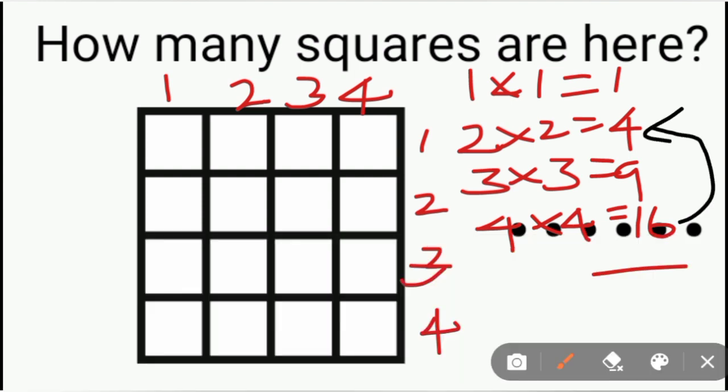16 plus 4 is 20. Then 9 plus 1 is 10. All together here are 30 squares. So the answer is 30 squares. Let's put it.